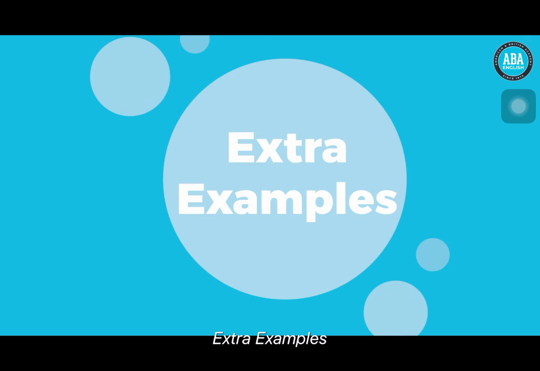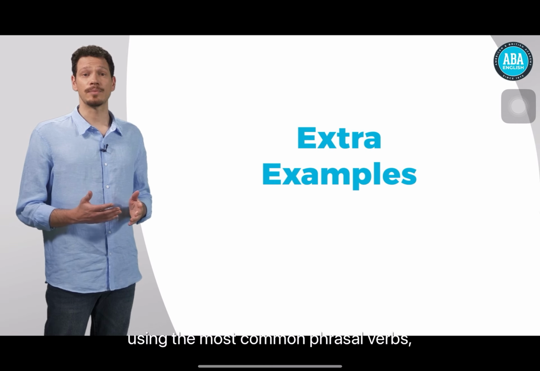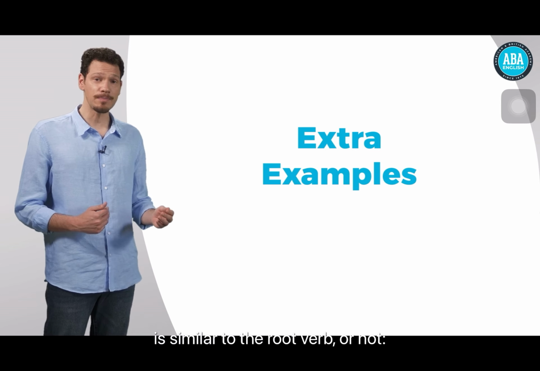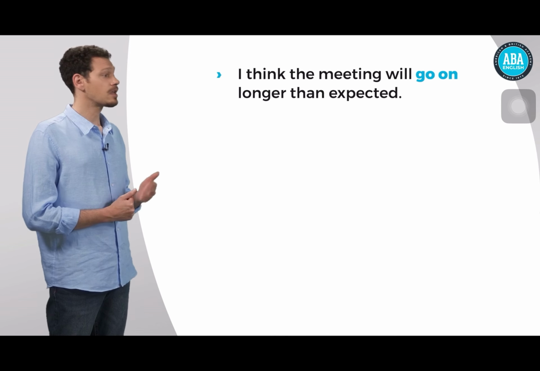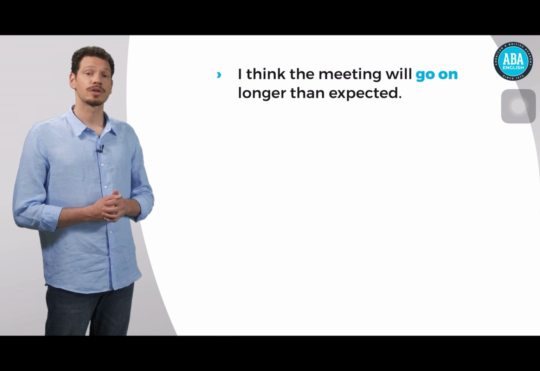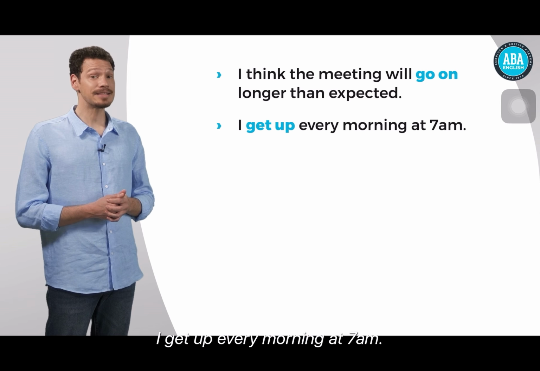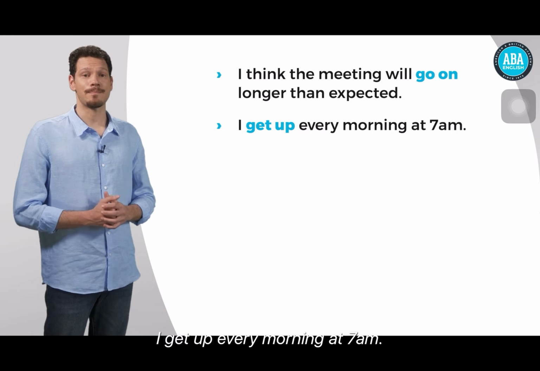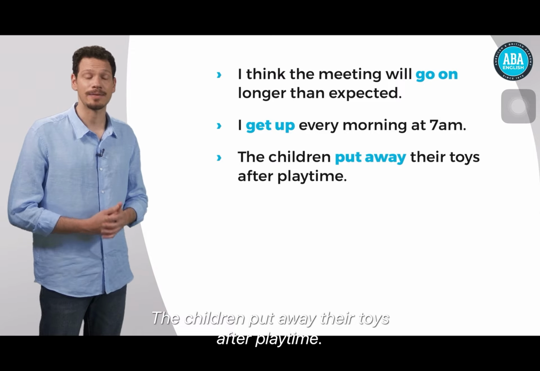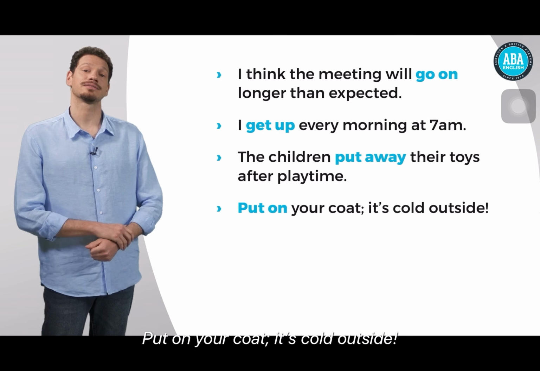Extra examples. Take a look at some more examples using the most common phrasal verbs and think about whether the meaning of the phrasal verb is similar to the root verb or not. I think the meeting will go on longer than expected. Go on means continue. I get up every morning at 7 a.m. The children put away their toys after playtime. Put on your coat. It's cold outside.